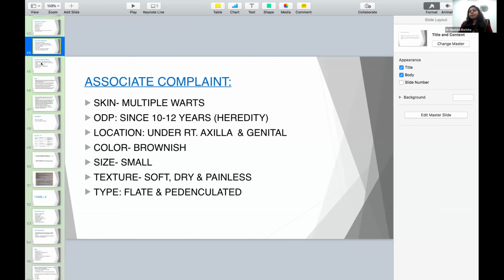Next one. Associated complaints: skin, multiple warts, since 10 to 12 years, hereditary, her father has the same problem. Location under the right axilla and the genitals, color brownish, size small, texture soft, dry, and painless, type flat and pedunculated warts.